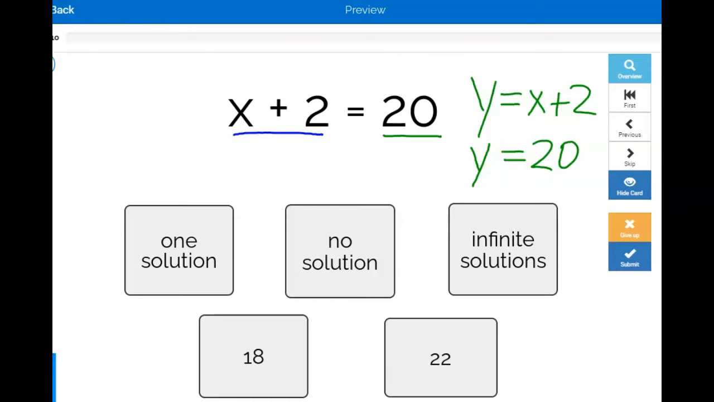In this case, I can simply solve, and I get that x is 18. So there is one solution, and it is where x is 18, and obviously it would be where y is 20.